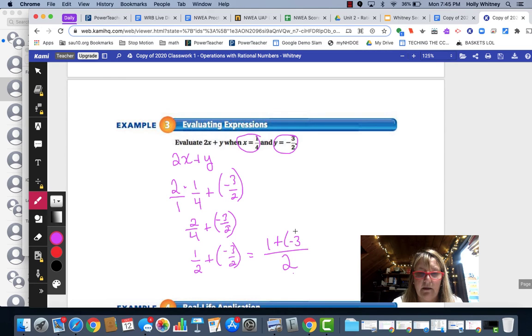Makes this slightly easier. So 1 plus a negative 3, signs are different, so I subtract. 3 subtract 1 is 2. I have more negatives than positives, so I'm negative. And it's negative 2 over 2, or just negative 1.